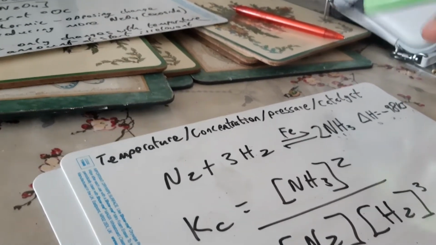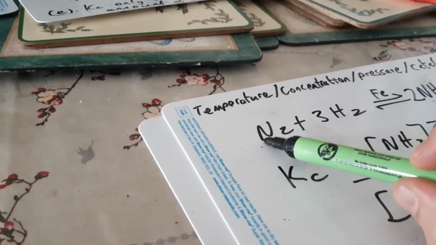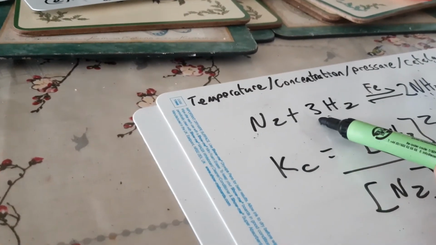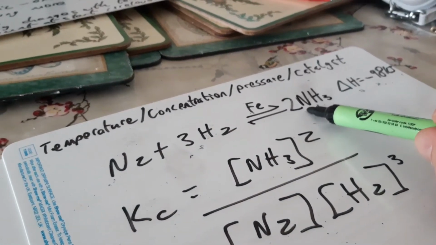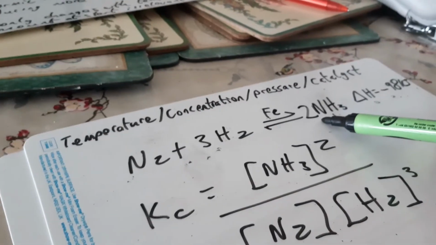All right? The third thing you could do if you were told to produce more ammonia, first of all, we have to look at this reaction here. And in this reaction, you'll see that there's 4 moles of gas on this side. Can you see that? So there's 1 mole of nitrogen and 3 moles of hydrogen. And then there's 2 moles of ammonia on that side. So there's more moles of gas here than there is here.